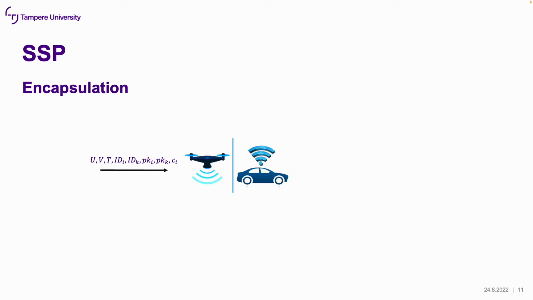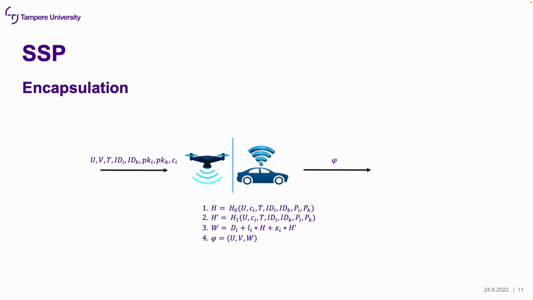We have the encapsulation algorithm, which is as well executed by the entity who generated the symmetric key. Takes as input U, V, and T from the key generation algorithm, identity of both the recipient and the sender, full public key of both recipient and sender, and the ciphertext. Now, this ciphertext is basically the encrypted message, where the message is what you are sending to the other recipient, and the encryption is done using the key that was generated in the previous algorithm. It basically computes H prime and W, and outputs the encapsulation parameter, which is UVW. The encapsulation parameter is sent to the recipient.